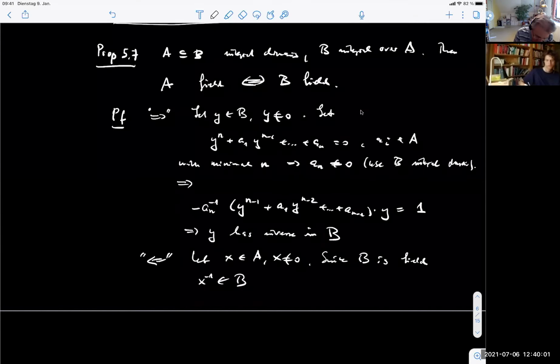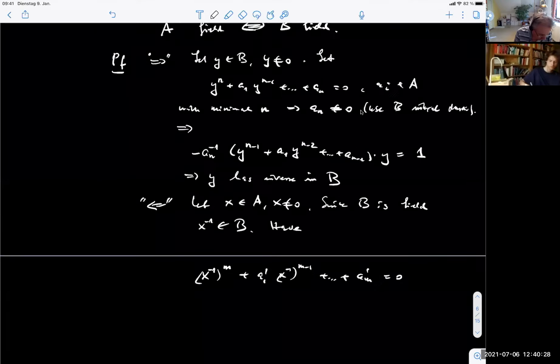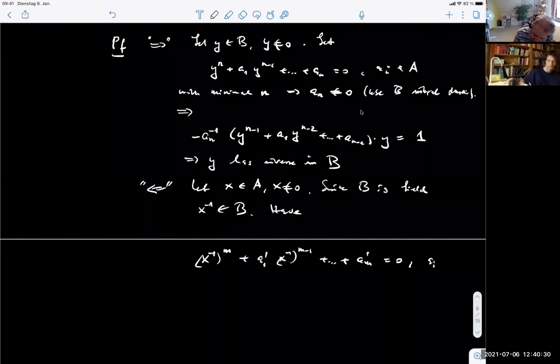Okay, so what do we do? The x^{-1} is in B, so it's integral. So I have an equation for x^{-1}. So I have some equation of this kind. Maybe I put here a prime, so to distinguish from what I had above. I have such an equation. The a_i prime are in A.